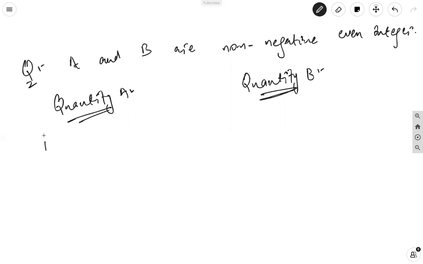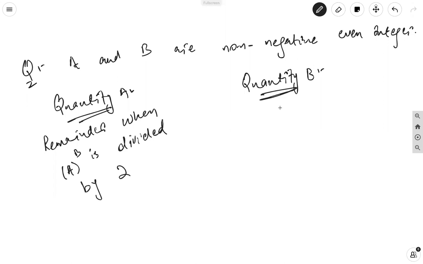Quantity A is the remainder when A power B is divided by 2, and quantity B is 0. I'm repeating the question: A and B are non-negative even integers, quantity A is the remainder when A power B is divided by 2, and quantity B is 0. Again, you have just 1.5 minutes to solve this question.